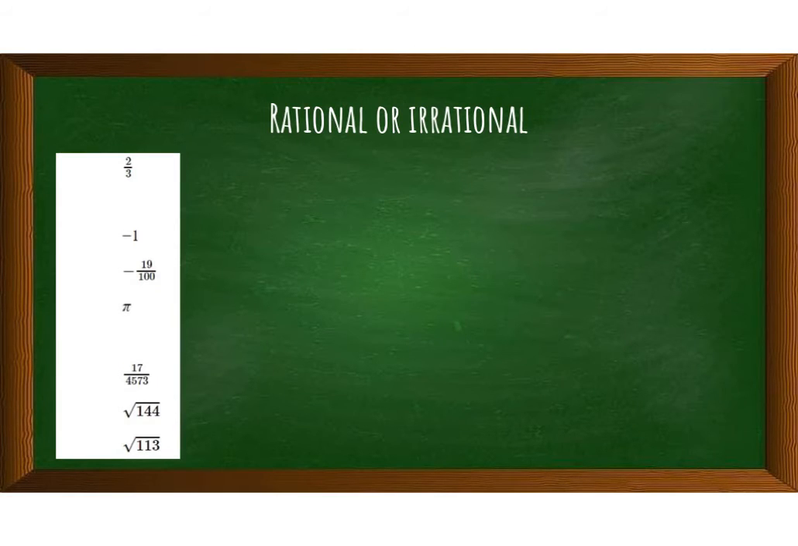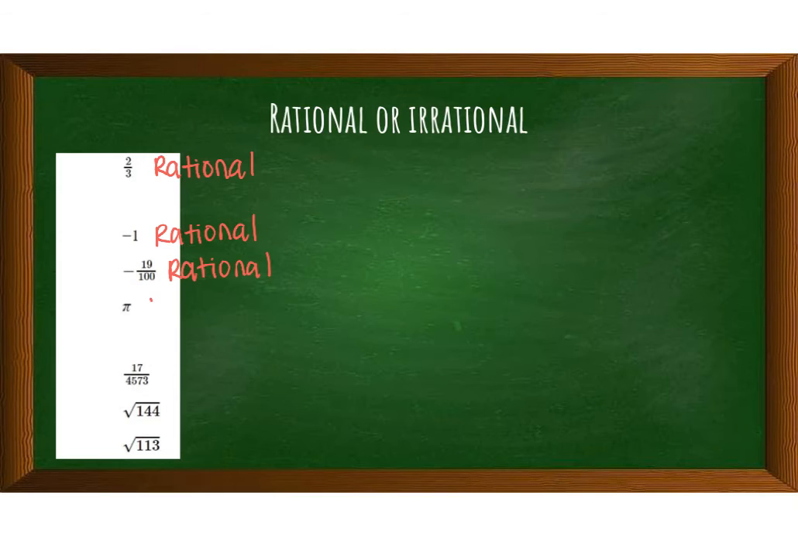Rational or irrational. I want you guys to try and label which ones are rational and which ones are irrational based on this. Okay, so 2/3, that is just a simple fraction, so this is rational. -1, that is an integer, so that is rational. -19 over 100, that is also rational. Any fraction is rational even if it's negative.